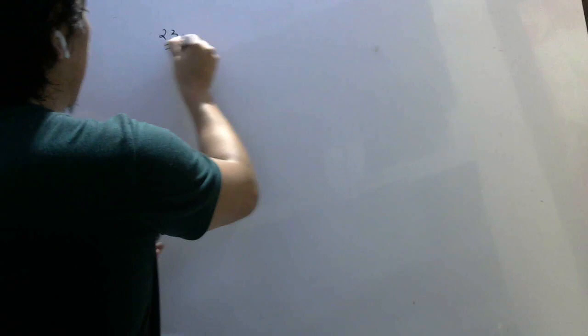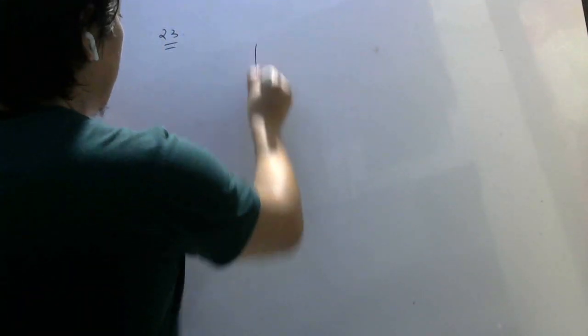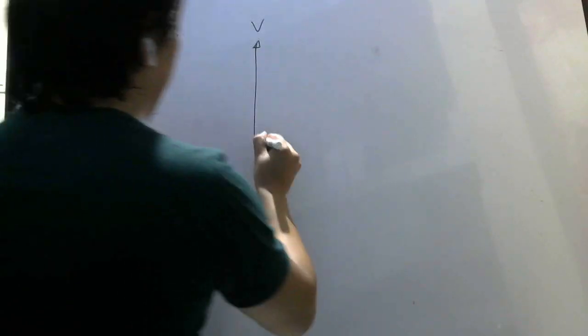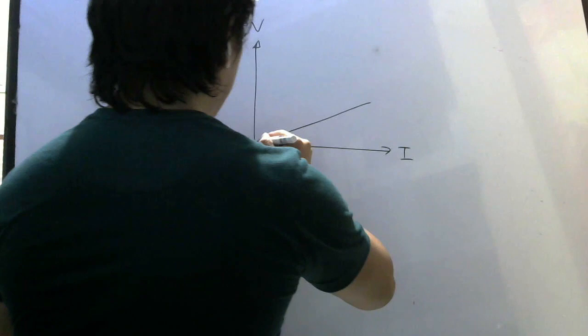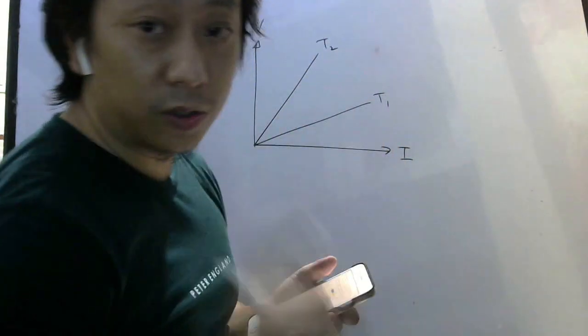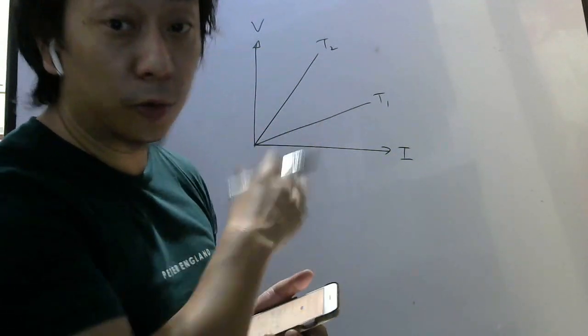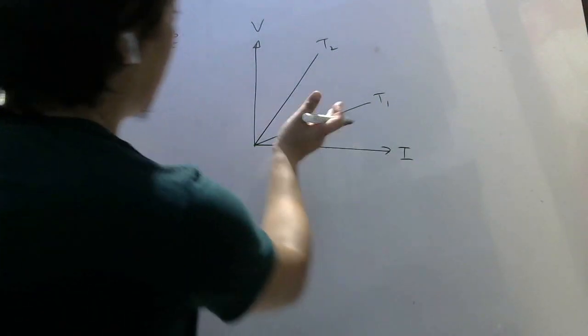See question number 23. They have given VI graph for a conductor at temperatures T1 and T2. Here they have plotted voltage, here they are plotting current, and for two different temperatures. This is for T1, this is for T2. You know that when you change temperature, resistance will change. If resistance will change, slope of the graph will also change, right?